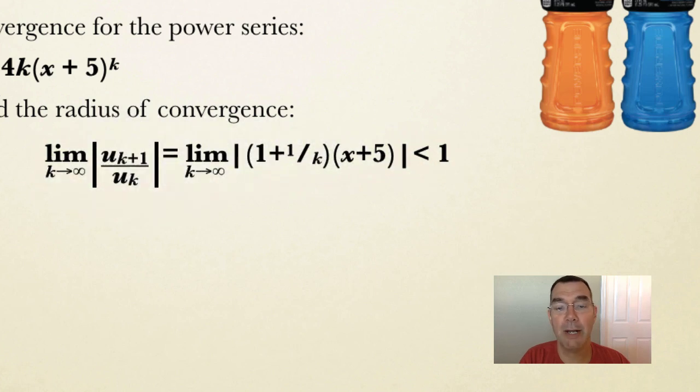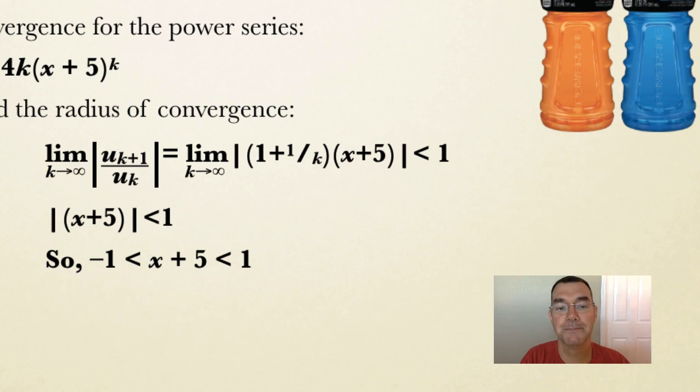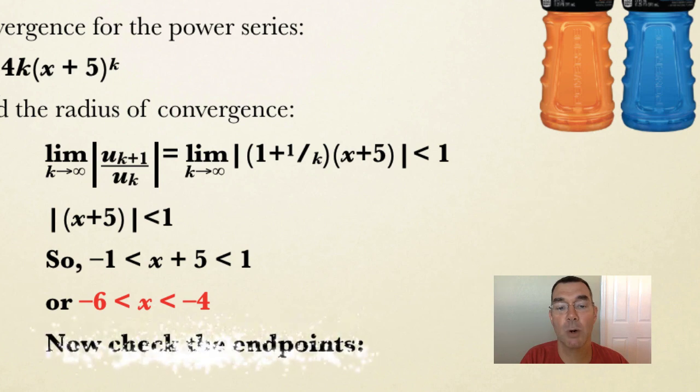All right, so now I'm ready to take the limit as k goes off to infinity. Well, as k goes off to infinity, that 1 over k is going to approach 0, so I'll have 1 plus 0 times x plus 5, and that's just x plus 5. So I need to know when is the absolute value of x plus 5 less than 1? Or when is that bigger than negative 1 and less than positive 1? And if I solve that inequality, I get negative 6 less than x less than 4.